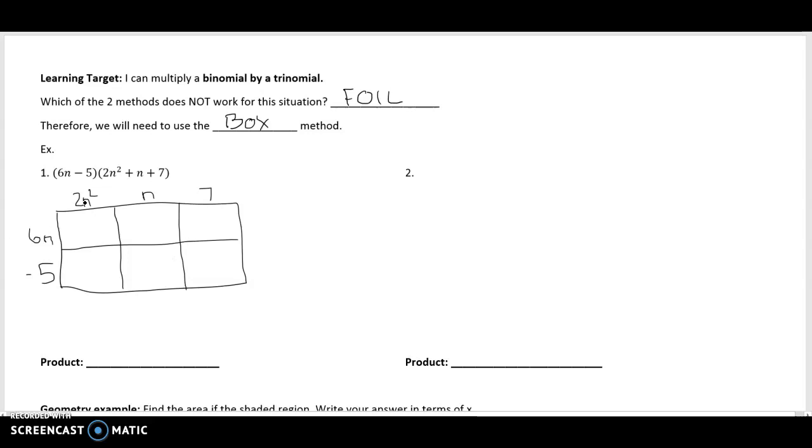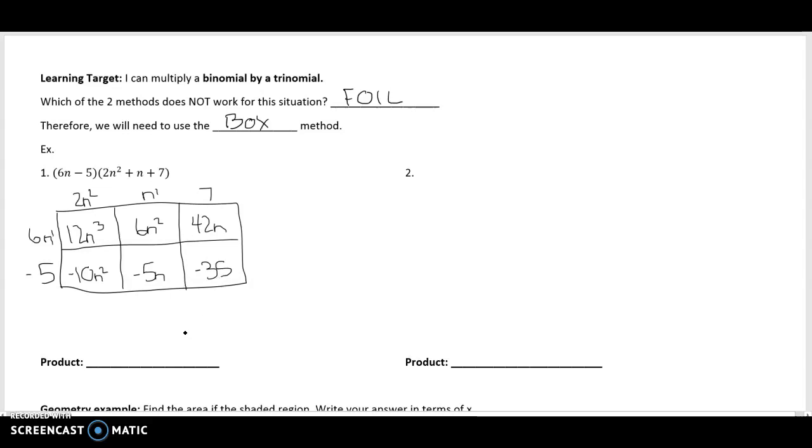So 6n and 2n squared would give me 12n cubed. A lot of people miss this: that n really just has a 1. Okay, so 2 and 1 give me 3. 6n and n would give me 6n squared, because n is n to the 1. Okay, 6n and 7 would give me 42n. Negative 5 and 2n squared would give me negative 10n squared. Negative 5 and n would give me negative 5n. And negative 5 and 7 would give me a negative 35.